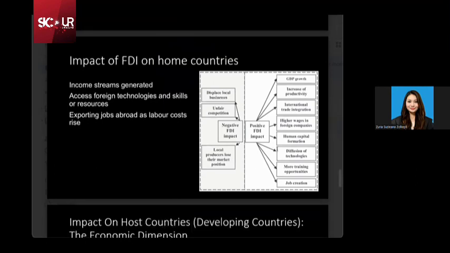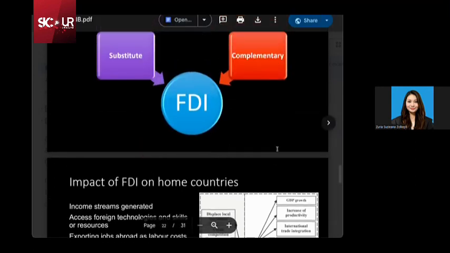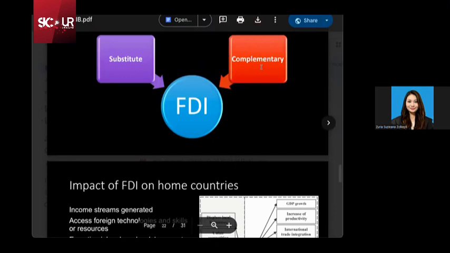I'm not going to repeat it all over again. But basically this one is more or less the same. Okay, the impact of FDI. I'm going to touch on the location after this, okay?